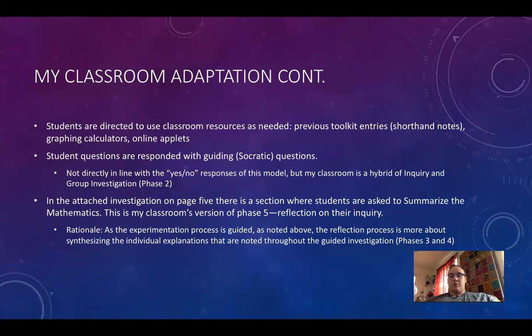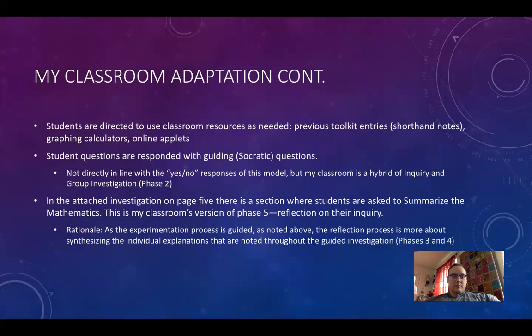We have classroom resources as needed, and whether that's notes or graphing calculators, instead of yes/no questions, I guide students with Socratic questions. So I answer a question with a question to help guide students. And I've linked on here the different phases of what the authors identified as how this model works. I attached one of these investigations, and you can look through theirs.